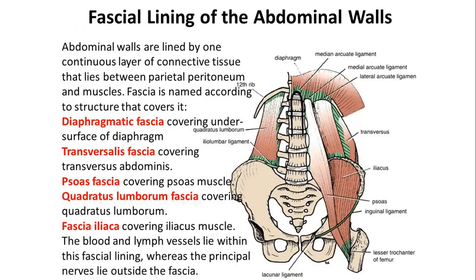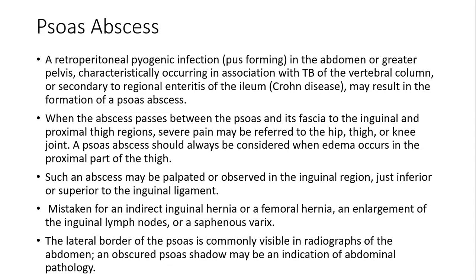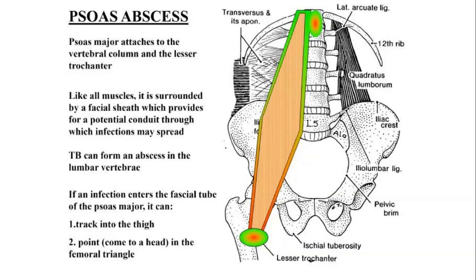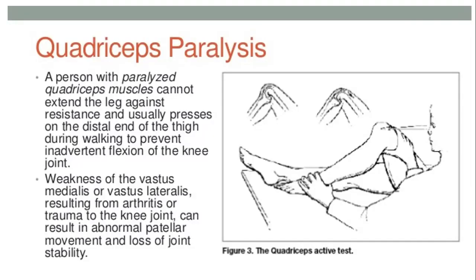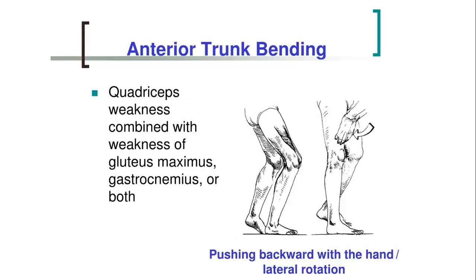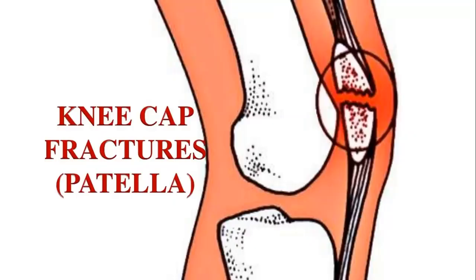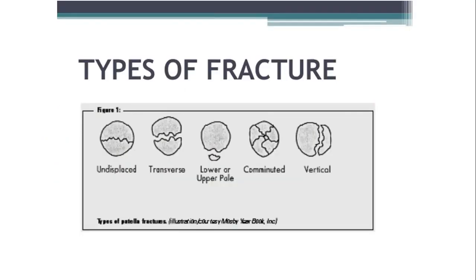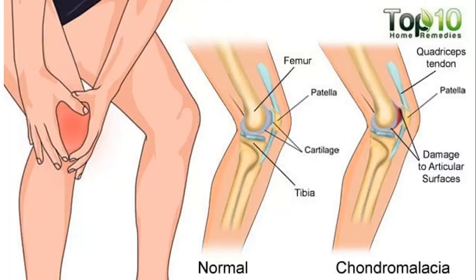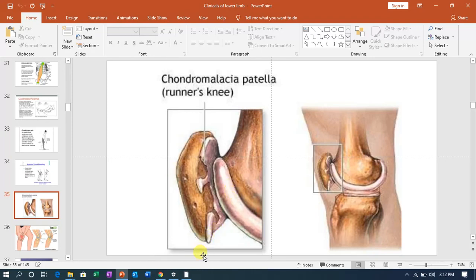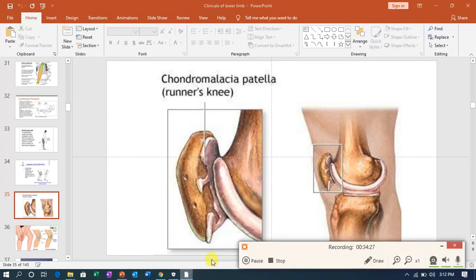So next is the psoas abscess. We will see how psoas abscess is formed. And then the different muscle paralysis, what will happen by paralysis, and then the damage or fracture of the patella. So we will see it later on. I think this is enough for here, and inshallah we will discuss these things in the next lecture.